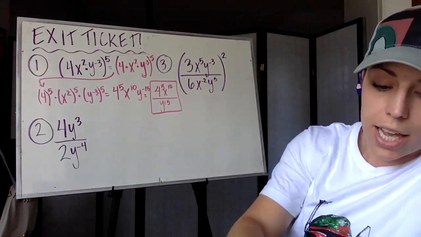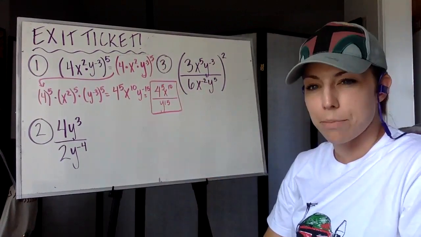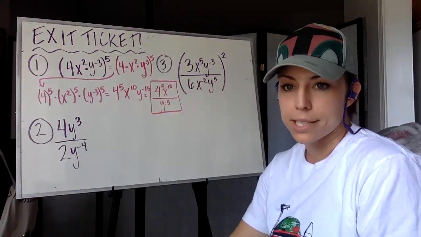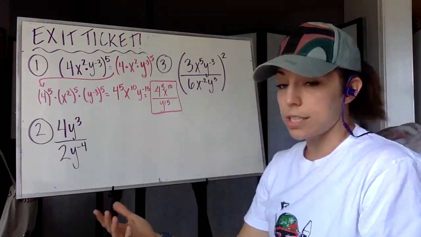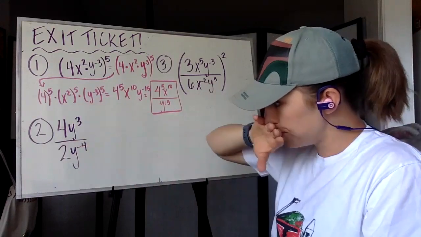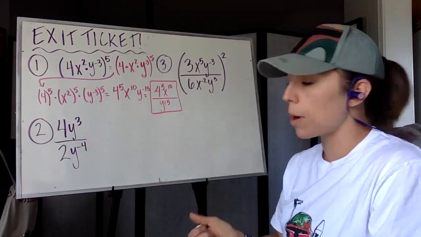Let's take a look at number 2. All right, this one's actually a little bit simpler, but these are ones that I know a lot of students struggle with. So I figured, yeah, let's go over it. Okay, number 2 is a quotient of powers. How can I tell? Because it is a quotient, and there are powers in the numerator and denominator, which means we're going to use those properties.